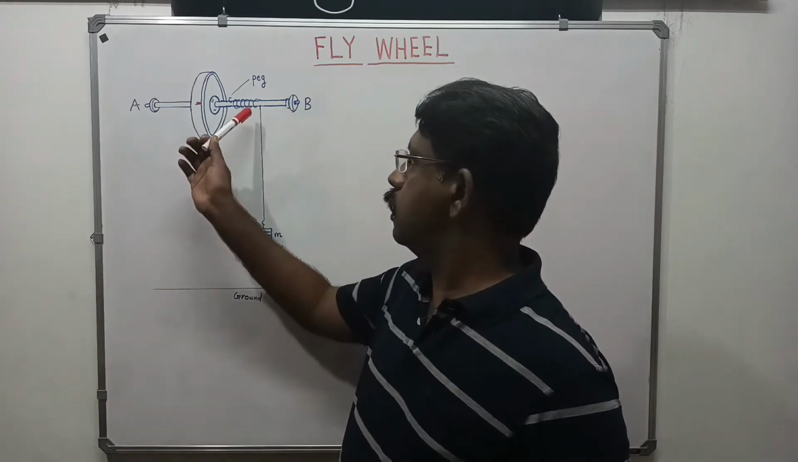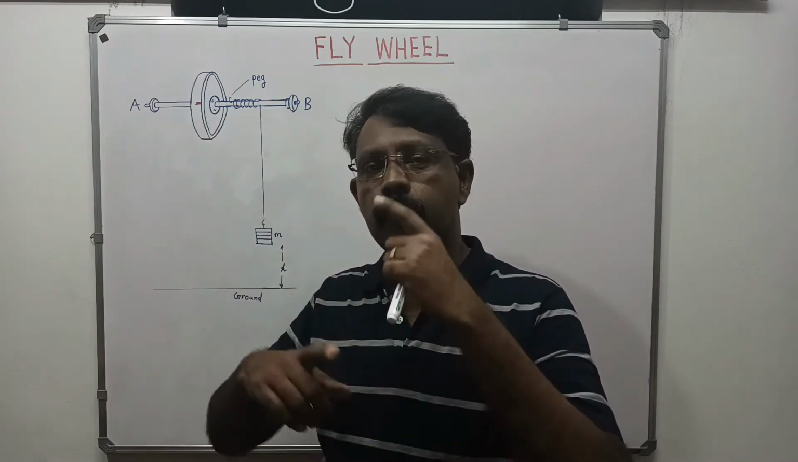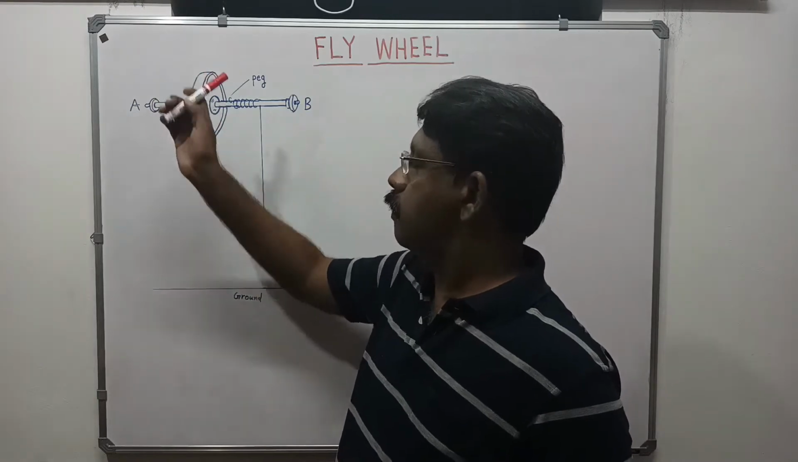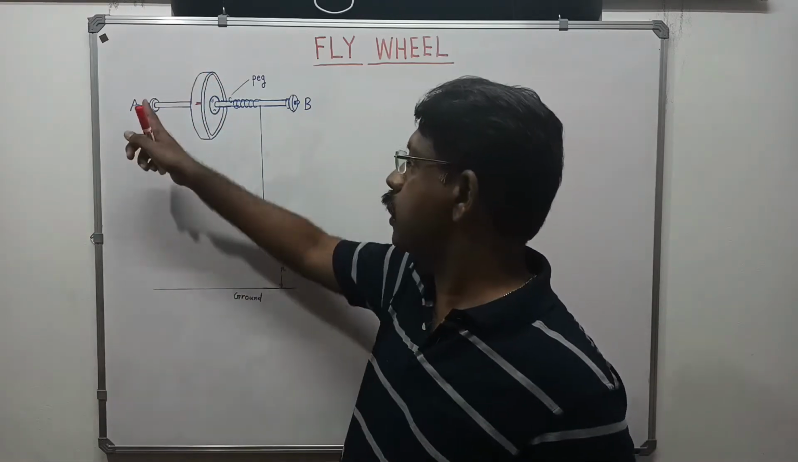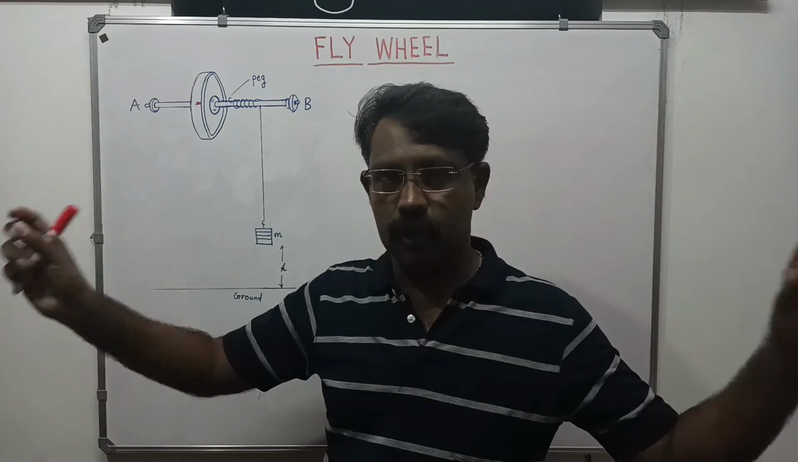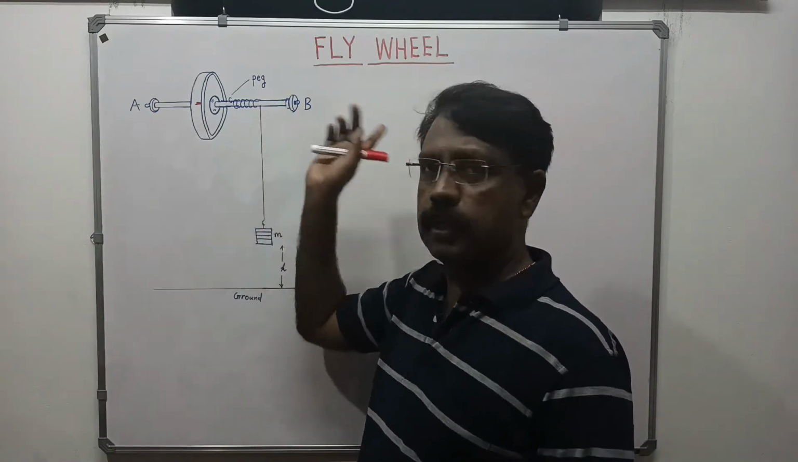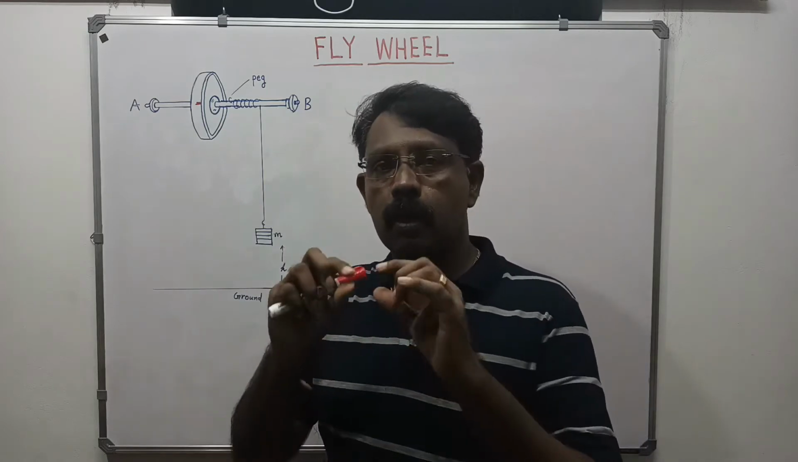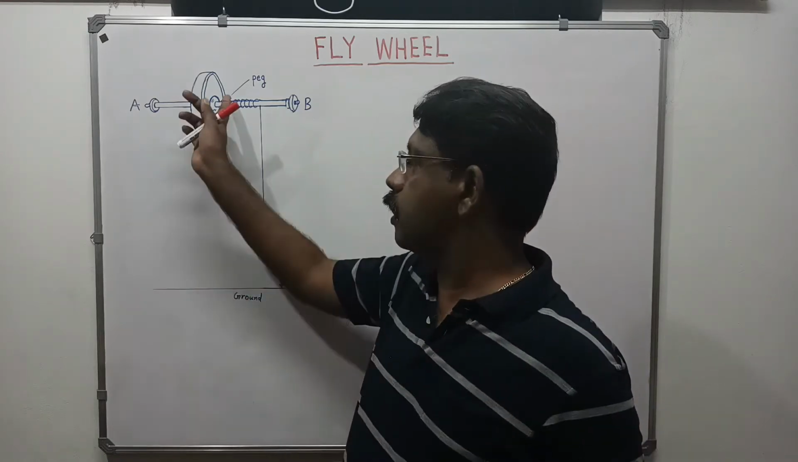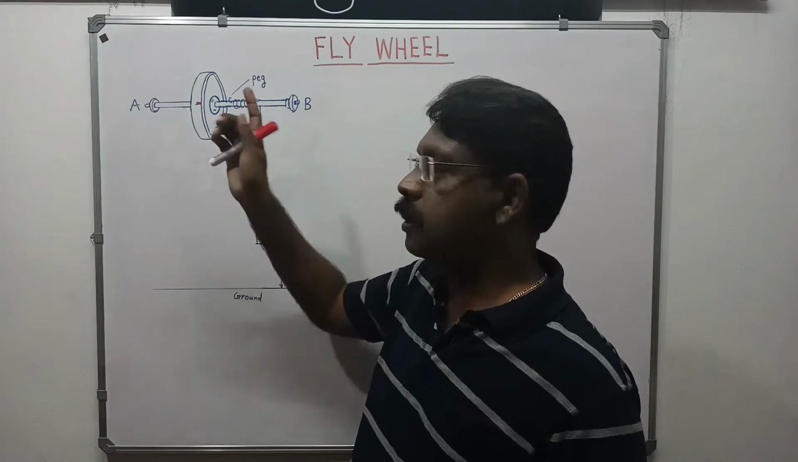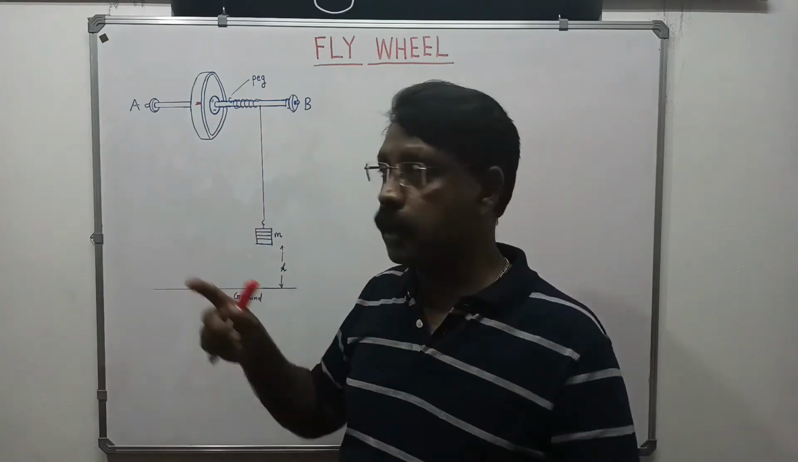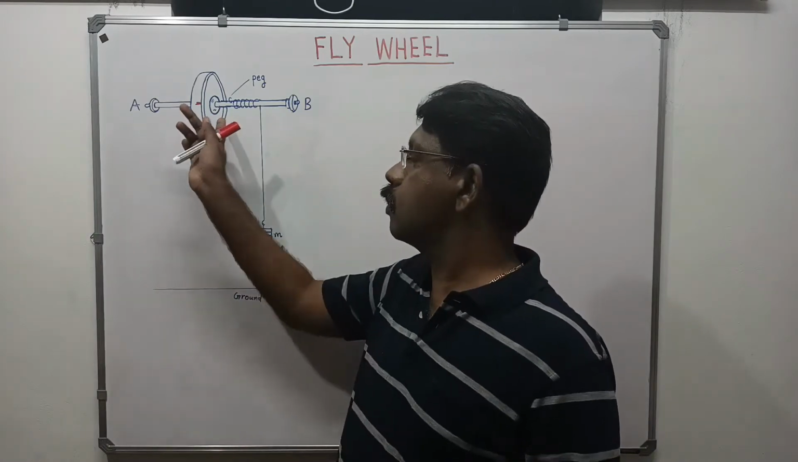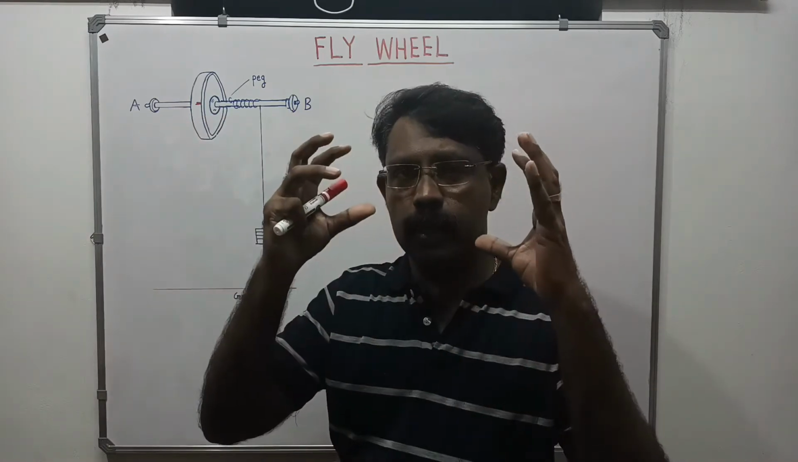The main parts: a flywheel is a big massive wheel which is able to rotate about a long cylindrical axle. That axle is what we have drawn as AB. So it is a long cylindrical axle on which the center of gravity of the flywheel is lying, and also we can see that this flywheel is having a rim. Most of the mass of the flywheel is concentrated on the rim.